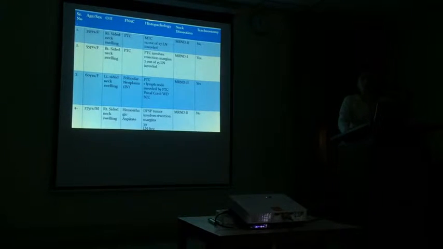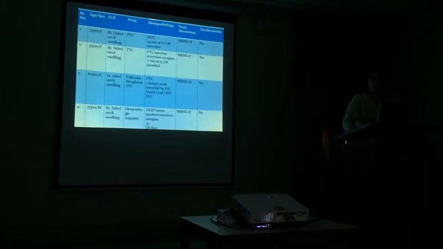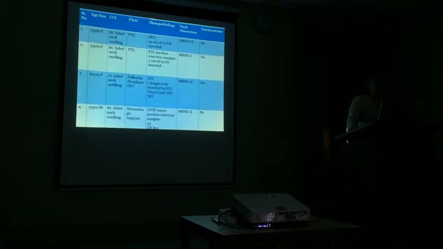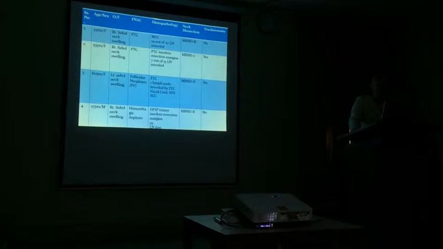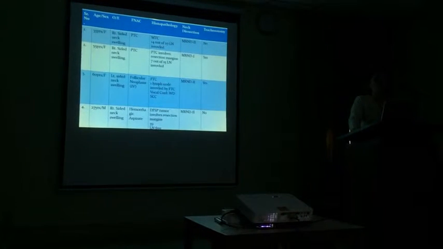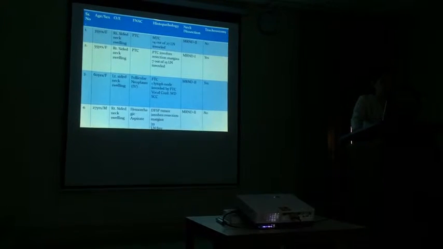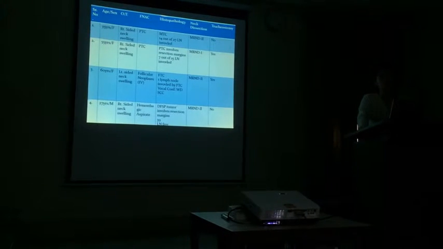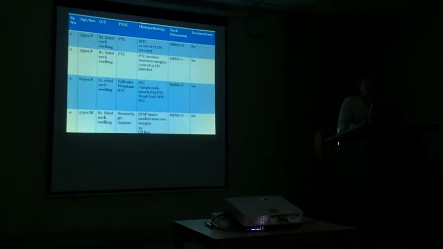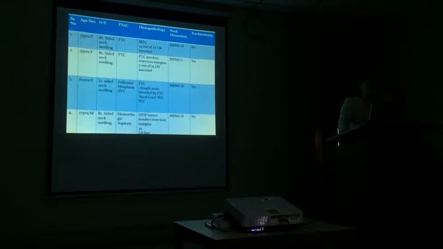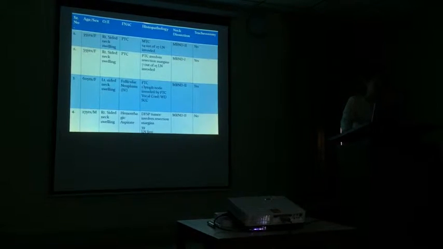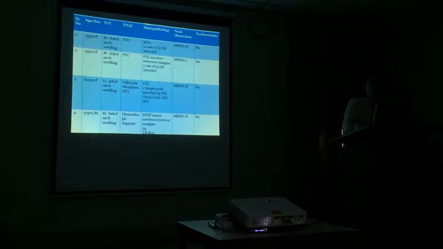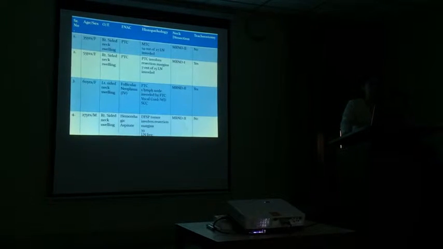Now, this is our data of last year of neck dissection. It basically includes 4 patients, with ages ranging from 27 to 60 years. 3 of them were females, 1 was male. 3 of them presented to us with right-sided neck swelling and 1 with left-sided neck swelling. Upon preoperative FNAC, 2 of them had papillary thyroid carcinoma, 1 had a follicular neoplasm, and the biopsy of 1 patient was non-conclusive.